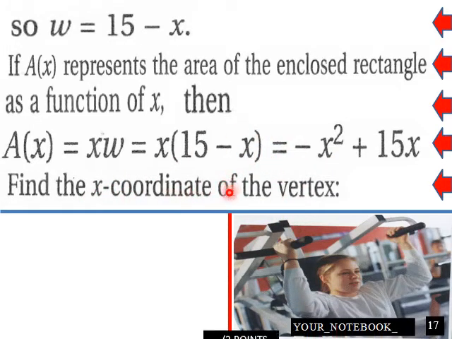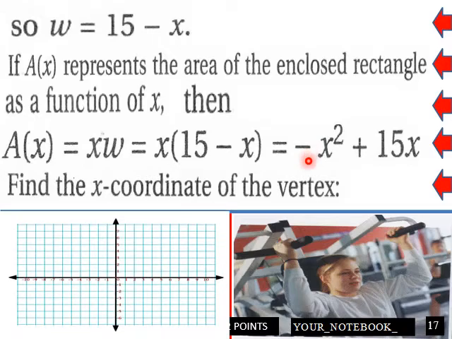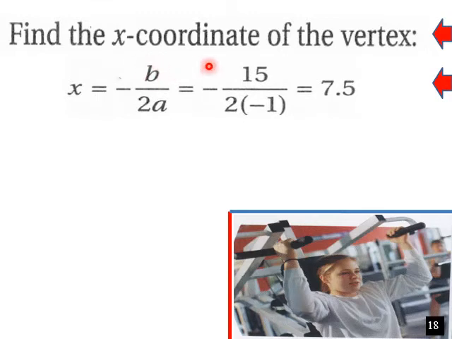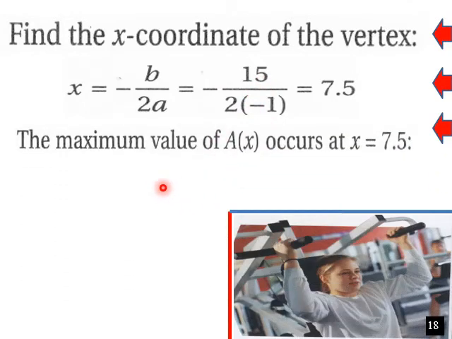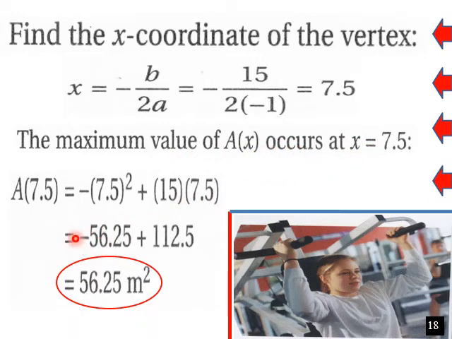Now this is going to give us a max. Find the x coordinate of the vertex. So we have our b and we have our a here. Finding the x coordinate of the vertex, negative b over 2a, b is 15, so the negative of 15 over 2 times negative 1. The max value of a of x occurs at x equals 7.5. If we plug that back into the original, we get 56.25 square meters. That would be the maximum area that she can enclose with 30 meters of fencing.